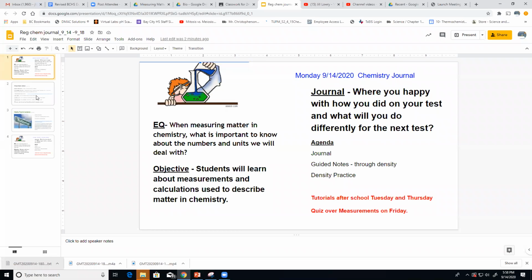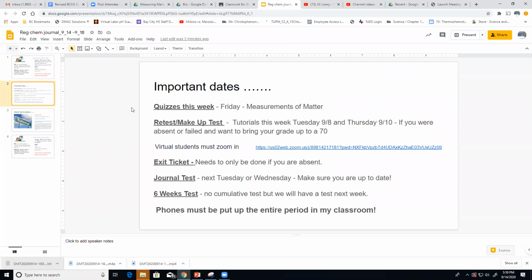So things that are going on this week, we'll have a quiz on Friday over measurements of matter, which is a unit that we're covering. See how far we get on it. Tutorials this week are tomorrow after school and Thursday after school. So if you failed the test last Friday and you would like to try to bring that up to 70, you can retest on one of those days.